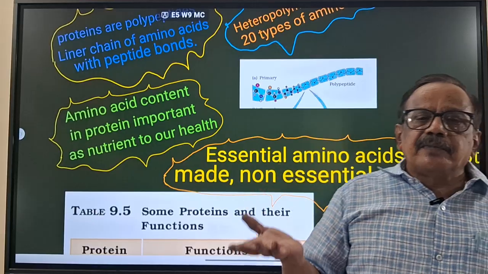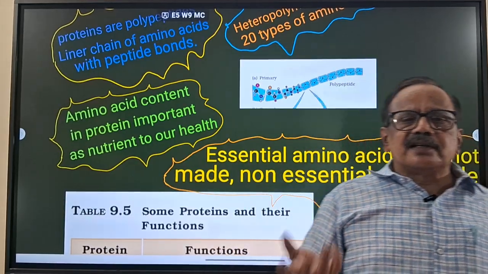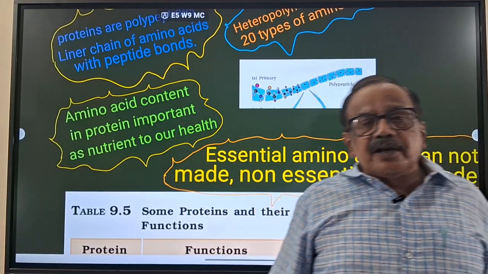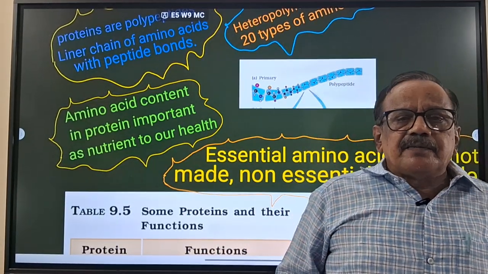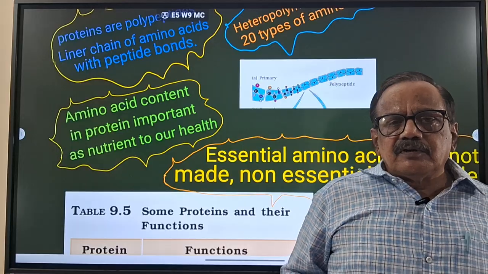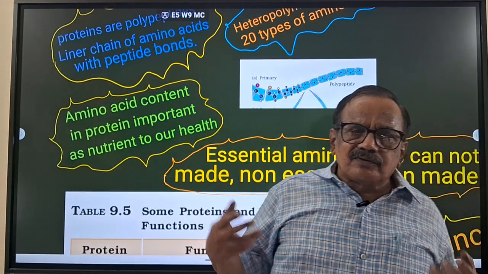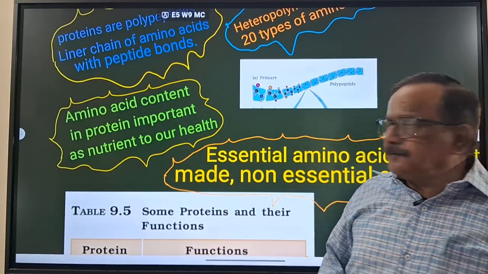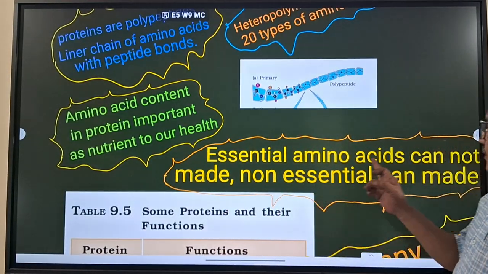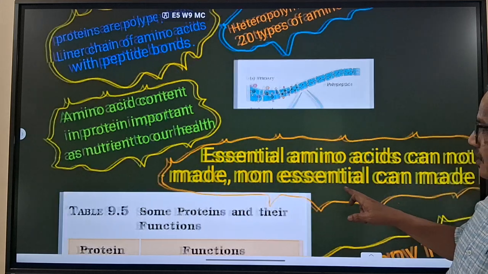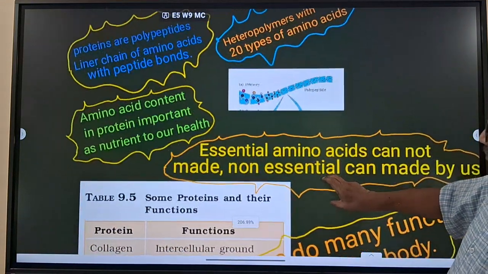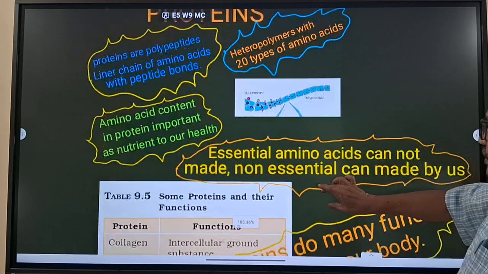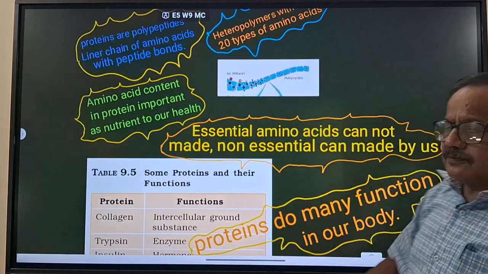And the remaining 11 are non-essential; we can synthesize them. So nutritional value means that if essential amino acids are not available, some proteins we cannot synthesize, and our growth and metabolism will be damaged. That is all he wants to tell. Essential amino acids cannot be made by the human body, and non-essential ones can be made by us. This is what he has given in the textbook.